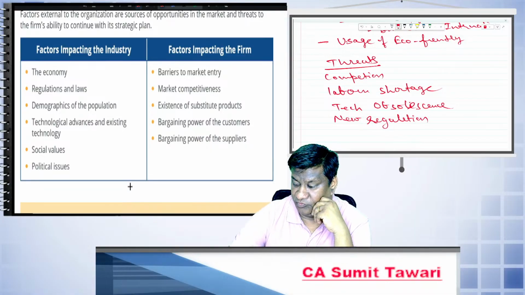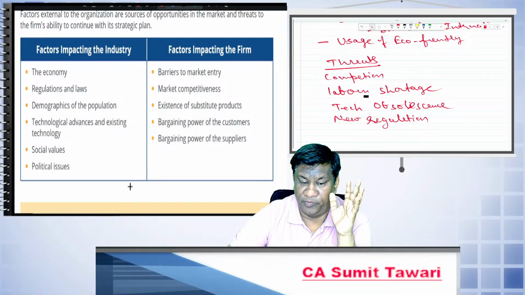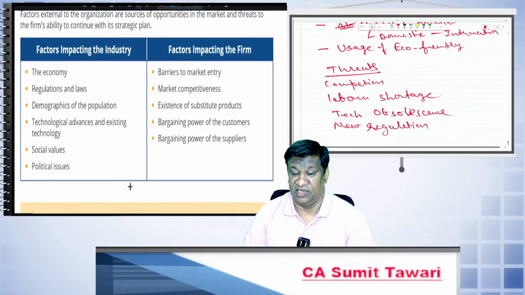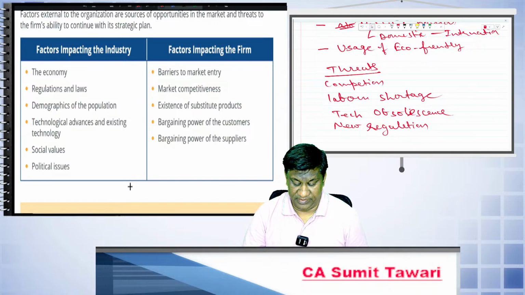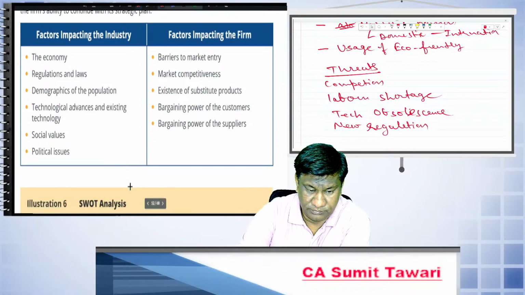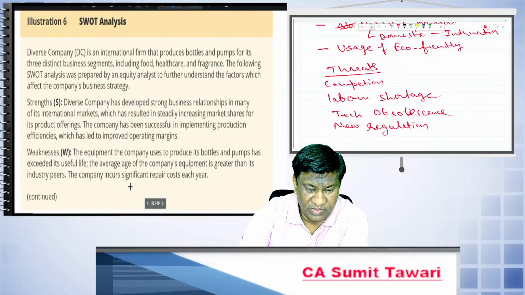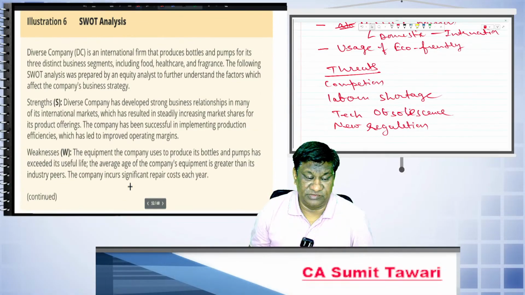So what I want to communicate here is that strengths and weaknesses are basically internal matters, and opportunities and threats are basically external matters. So we can see this illustration.